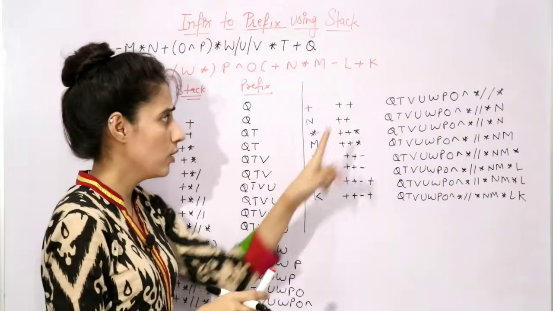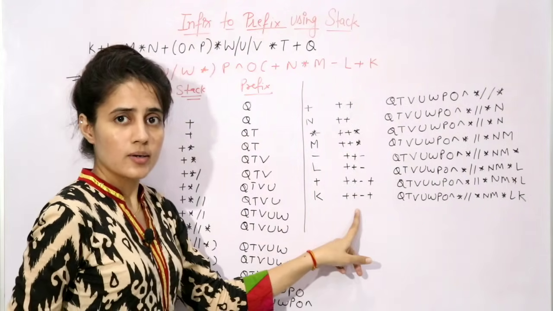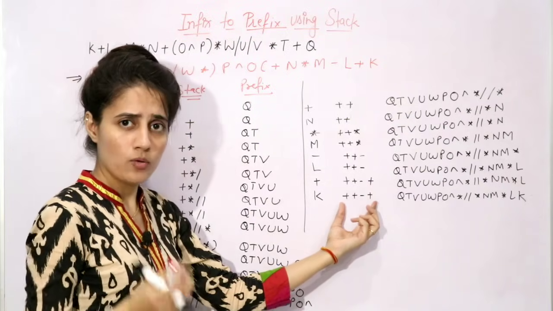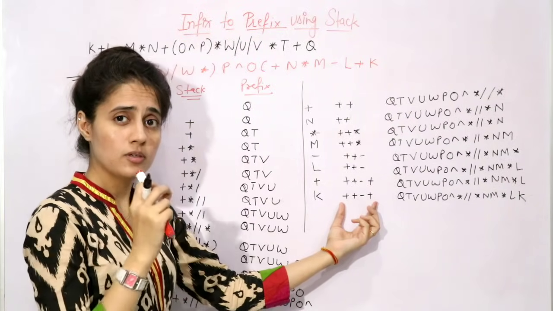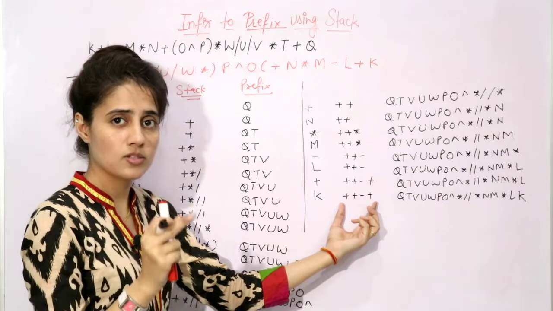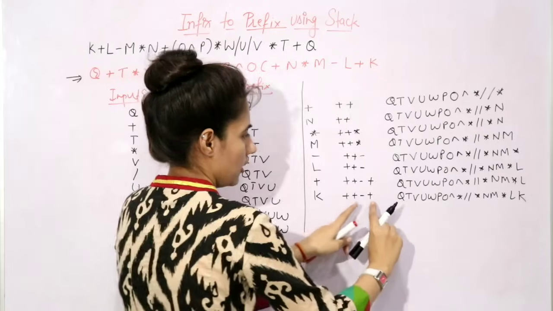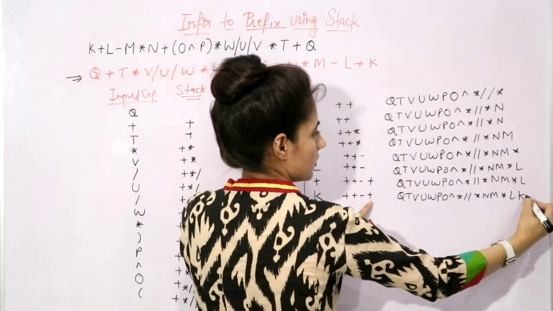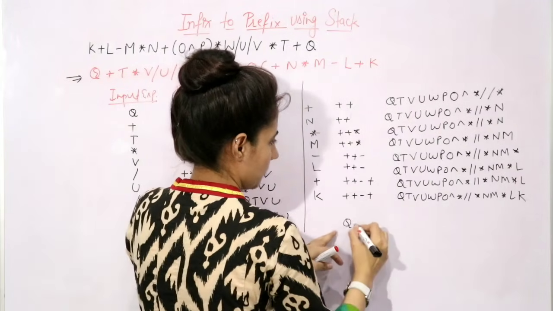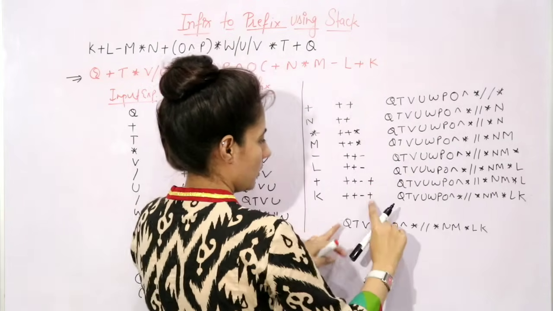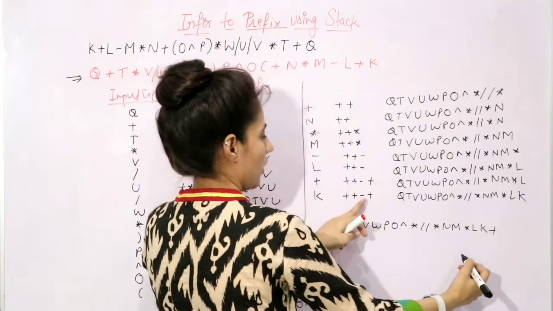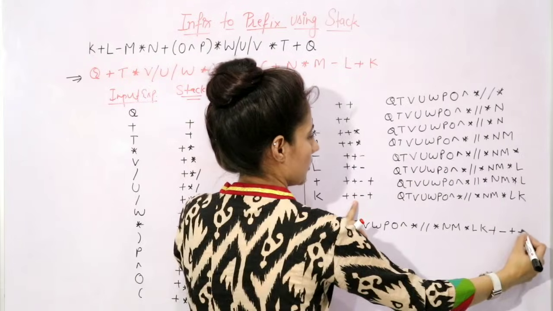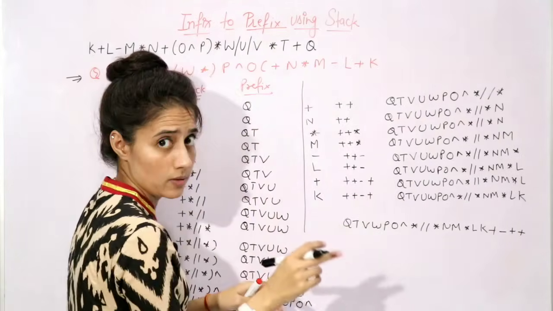Now what you will do, check the stack and pop out the operators from the stack till the stack becomes empty, right? Now first of all pop out this plus. Now I am writing this here, plus, pop out this one, after that minus, then plus, right? Now the stack is empty. Now stop.